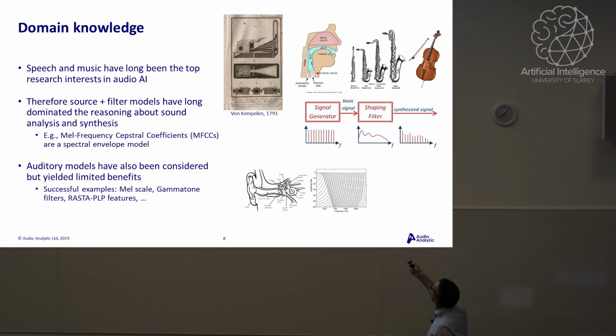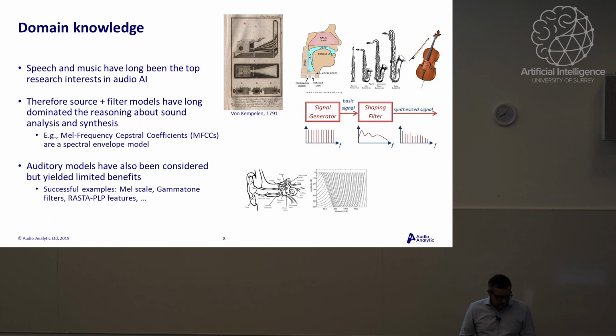Music instruments work in a similar way where you have mostly an excitation source. For brass instruments it is the reed or the mouthpiece. For string instruments it is the vibration of the chords. And that excitation is being shaped by the shape of the instrument. Hence the popularity of signal processing models where you have a signal generator for the excitation and then a shaping filter for the music notes or speech. The synthesized signal is the convolution of the signal generator and the shaping filter. I think John spoke about convolution yesterday.